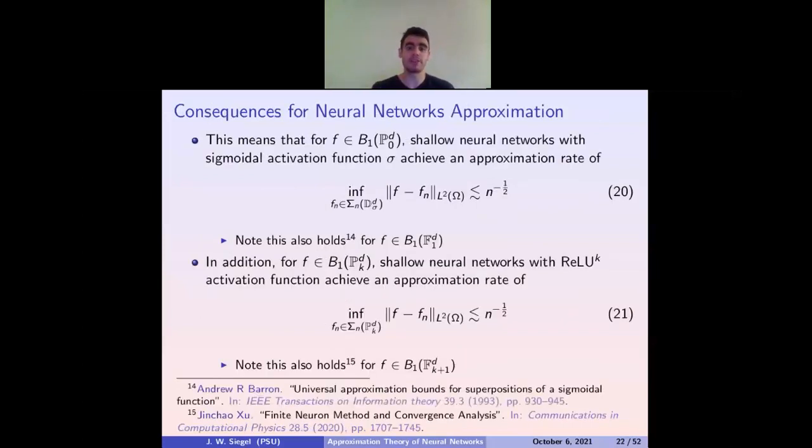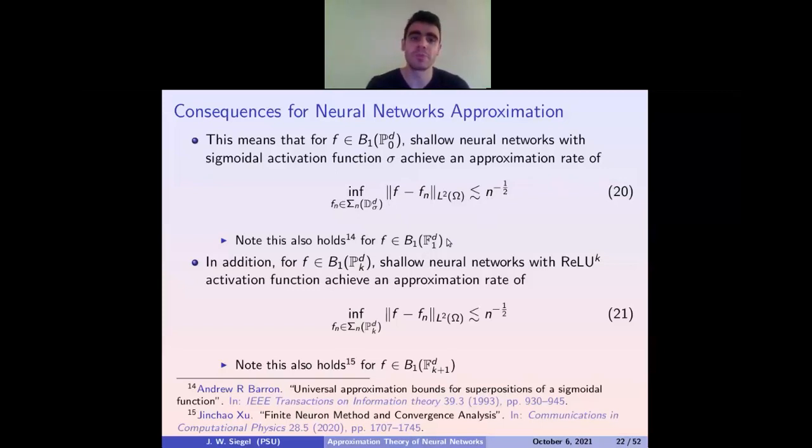This has some notable consequences for neural networks, and this is what generated a lot of interest in the early 1990s. If I consider this convex hull, then shallow neural networks with a given activation function achieve an approximation rate of n to the minus 1/2, independent of the dimension d. So as long as you're in the convex hull of sigma of omega dot x plus b, you certainly get this approximation rate of n to the minus 1/2.